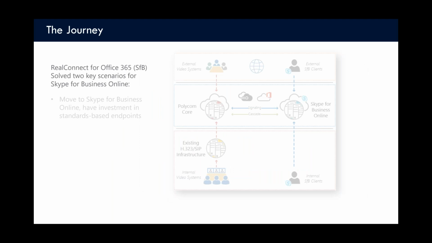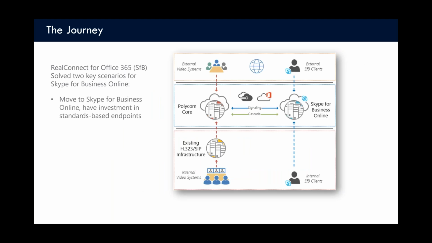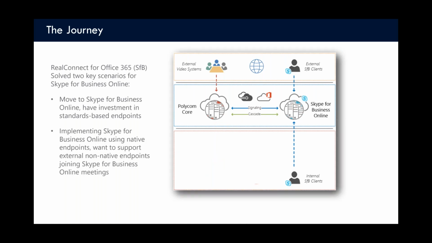So this really solved two main problems when we had this. If I was moving to Skype for Business Online and had investment in my on-premises standards-based endpoints, as you see here, I could basically proxy through that Polycom core in the cloud to get to Skype for Business Online meetings. But it also meant that if I just wanted external participants to be able to join my Skype for Business meetings, let's say someone that I do business with at company X has Cisco endpoints and they wanted to join my Skype for Business Online meetings, they could do so. They could get the meeting invite, they could enter that URI, they could enter in the conference ID and get access to my Skype for Business meeting. Okay, fantastic. And this brings us up to around 2017.